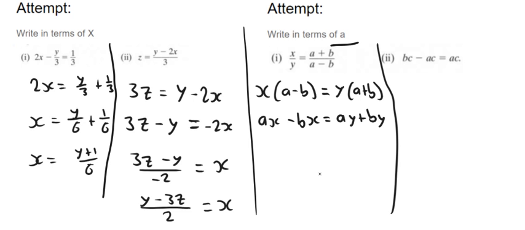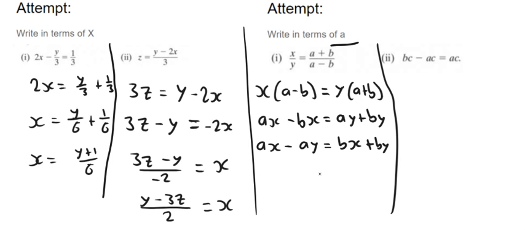Now I'm trying to get a by itself. I'm going to move all of the a's onto the one side. Therefore I'm going to move this ay over to the left hand side, and I'm going to move this minus bx over to the right hand side. So at least we have all of the a's on one side and everything that doesn't have an a on the other side. ax minus ay is equal to bx plus by.